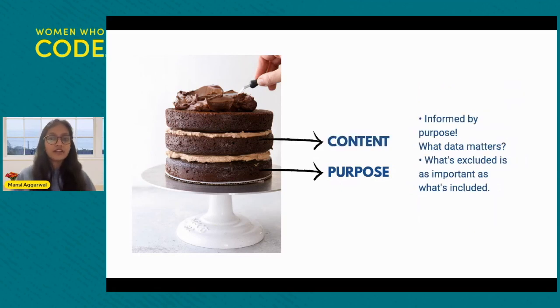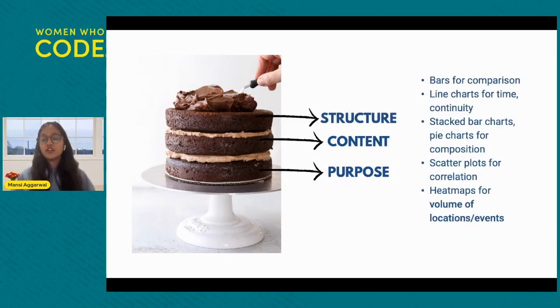Then comes the content, which is informed by purpose. So I need to decide which data to include and to exclude. A lot of data creates confusion or misdirection, or maybe sometimes confuses the audience. So it's very crucial that you decide which data is absolutely necessary to put into your graphs.